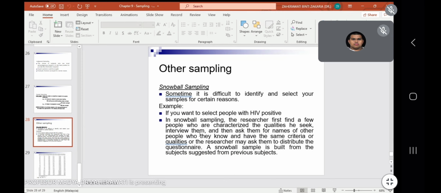After you finish the interview with the first informant, you will ask, do you have any friends that can be my informants for the next process? Yes, I do have a few. So these are their names, and you can approach them. Let's say you got another three. After completing these three informants, you ask again, do you have any others I can interview? You continue until you complete the sample size.